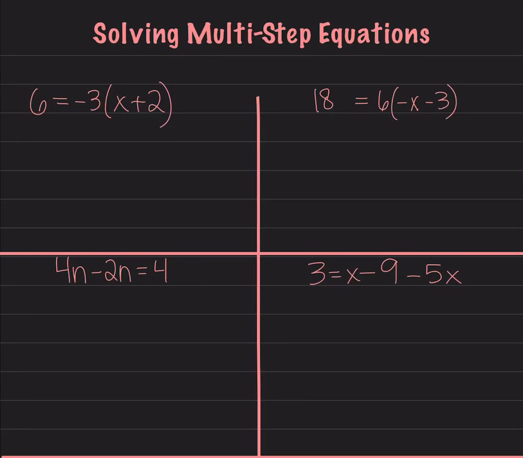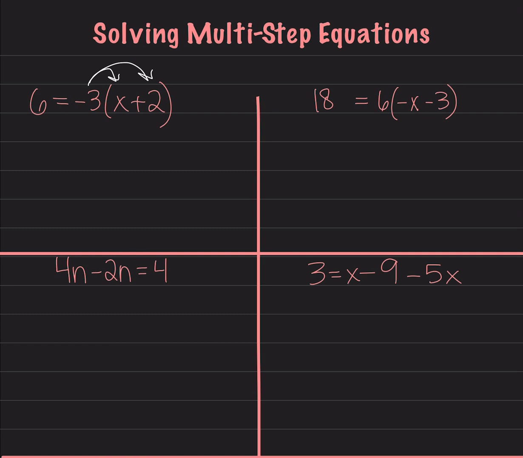Hi, in this video I will go over how to solve multi-step equations. Starting off, we have 6 equals -3(x + 2). To start off, we need to simplify this side of the equation first. To do this, we would use the distributive property.